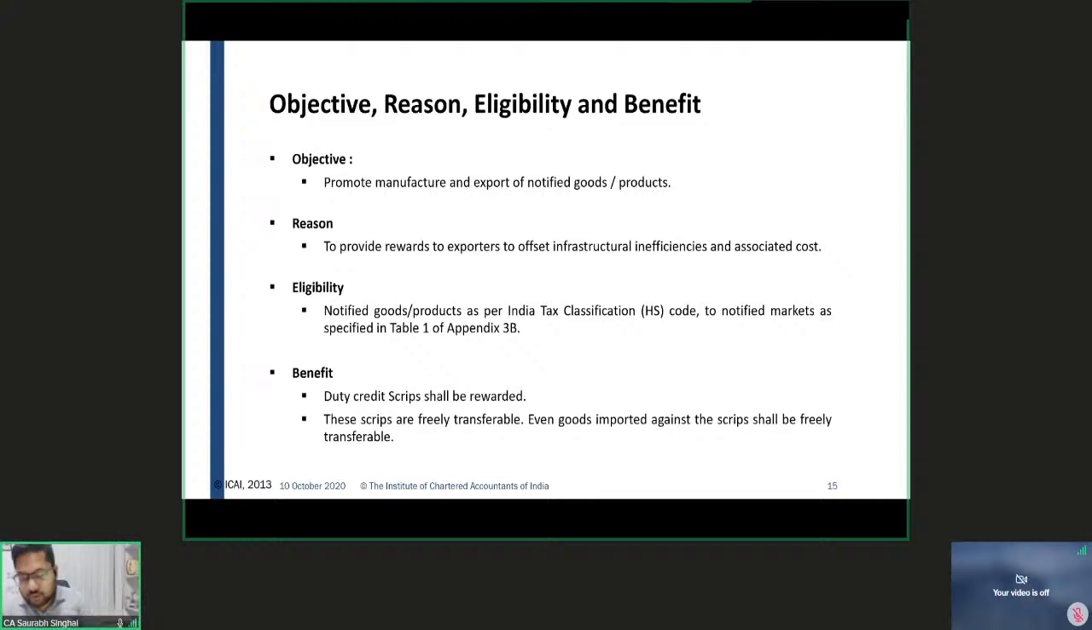Why is it given? The question is, why is it given? If it is not related to any import duties or any cascading effect of duties, then why are these schemes given? Why are these benefits given? These are given to offset infrastructural inefficiencies and associated cost.